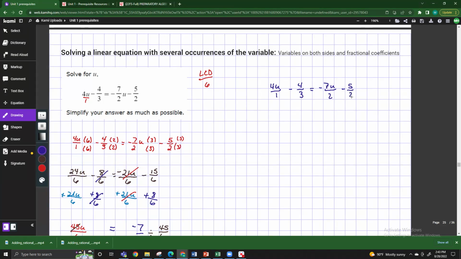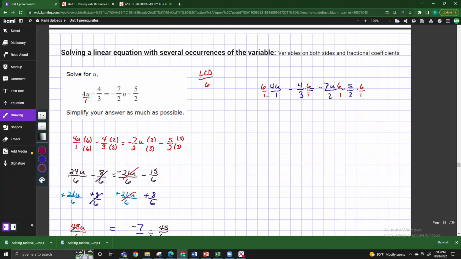So now this time my LCD is still 6. Same problem that we have, but I'm going to multiply each one of these by 6 over 1. Our fraction problems are going to get messier, so sometimes this will make your life a little bit easier, a little less messy when we're looking at stuff. But give yourself plenty of space to write things.